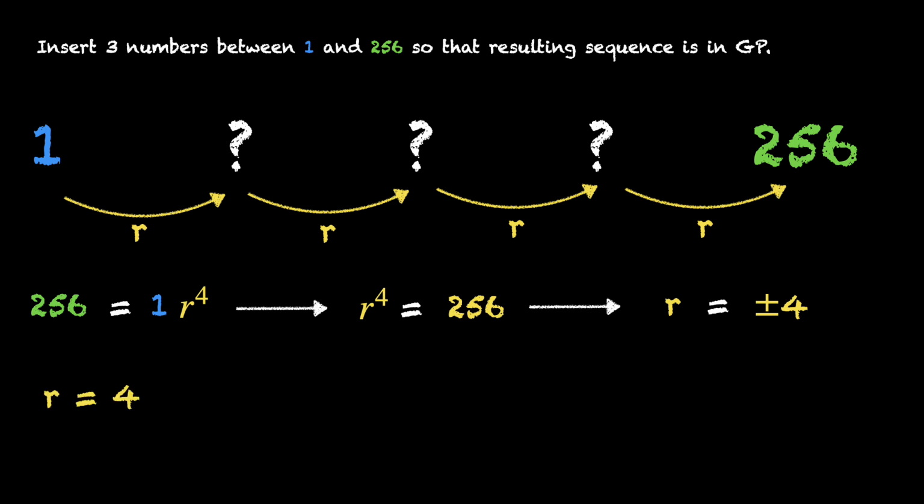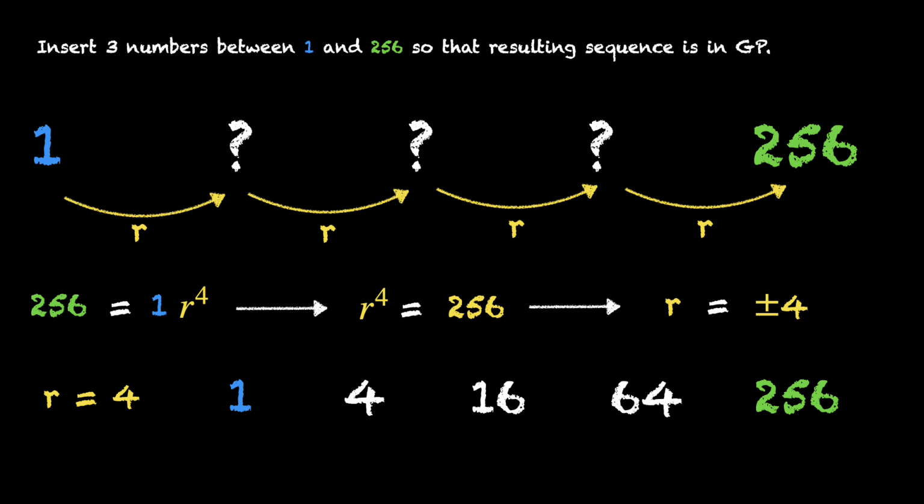When R is 4, we get 1 and then 4 and then 4 times 4 is 16. 16 times 4 is 64 and then 64 times 4 is 256. So the three numbers are 4, 16 and 64. And together these 5 do form a GP.